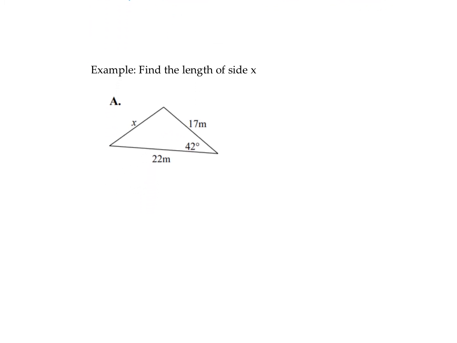Okay, in this example, let's see if we have a complete ratio. We are looking for X and we have the opposite angle, but we don't have another complete ratio. We have 22, but no angle. We have 17, but no angle. So we don't have a complete ratio, so we're going to use cosine law. And the reason we're using cosine law is because we have a contained angle.